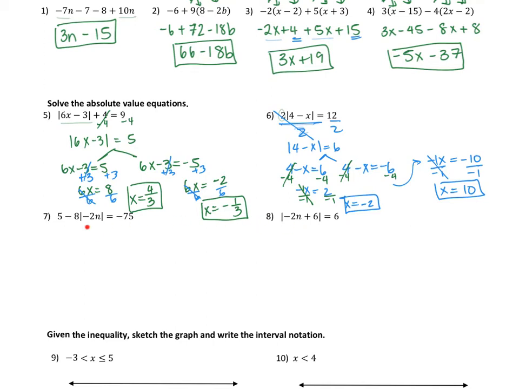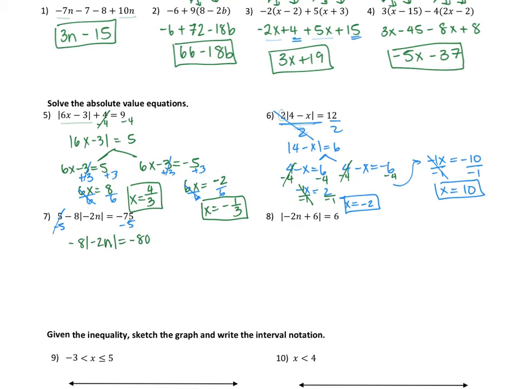Okay, now let's get into the tougher ones here. So this one here, we have a 5 and a negative 8 on the outside. The question is, which one do we remove first? You always want to remove the thing that's the furthest away from what you're solving. So you're trying to get this absolute value by itself. The 5 is the furthest thing away, so I'm going to remove that first. It'll be a lot easier to remove the 5 because all I have to do is subtract it over. And so now I have negative 8 times the absolute value of n equals negative 80 if I combine these two.